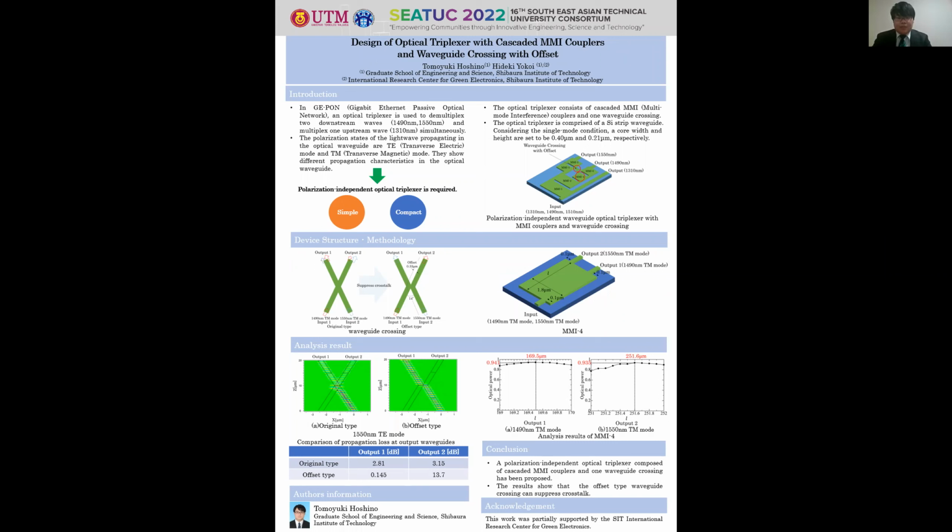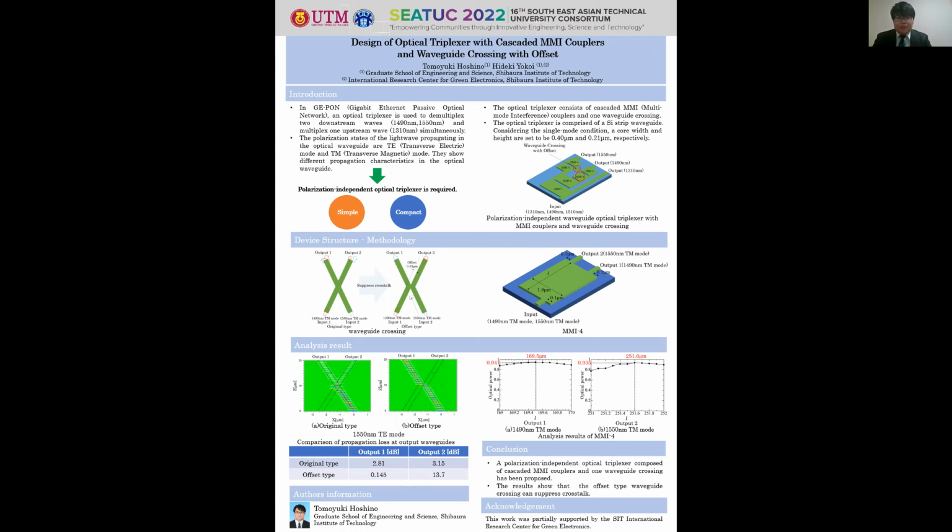We have investigated a polarization-independent optical triplexer that consists of cascaded MMI couplers and one waveguide crossing. The structure is simpler and more compact than currently used. The figure shows the structure of a polarization-independent optical triplexer.